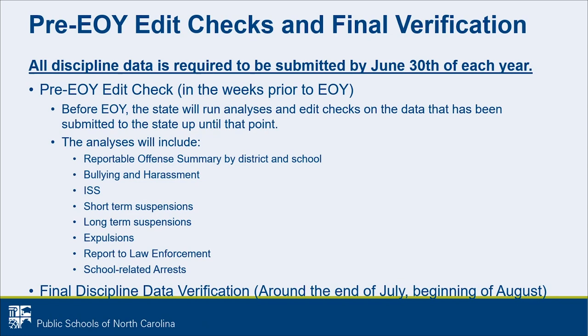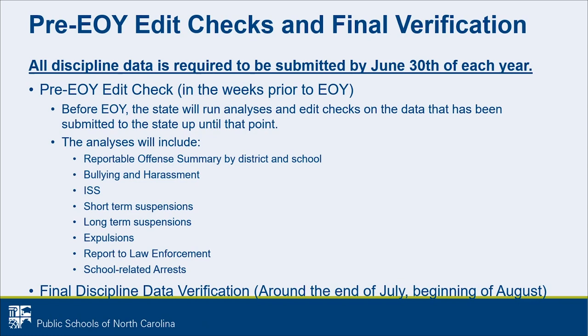The first thing we do is look to see if data has actually been submitted to the state for each school and district. We produce a list that says this is the number of discipline records that we have up to this point for the school and for the district. It's a way to check if the school has recently run their state report. Not all schools will have discipline, but if it's a large high school and there's only 50 records, then it's something to look at.